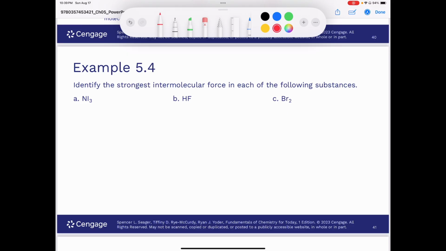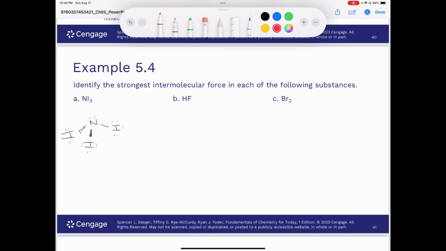All right, let's see if we can identify the strongest intermolecular force in each of these compounds. The first one is nitrogen triiodide. So if we draw a Lewis structure of nitrogen triiodide, and then we come up with a molecular geometry. Just let me try to make this a little prettier. It's going to look something like this. Okay. And so this molecule definitely has a dipole, right?